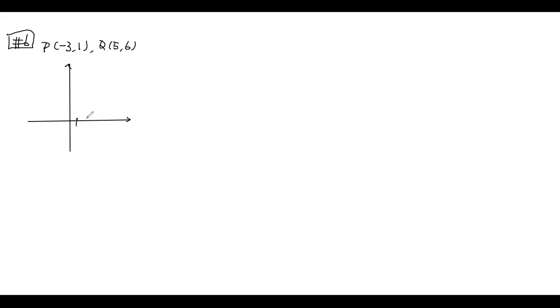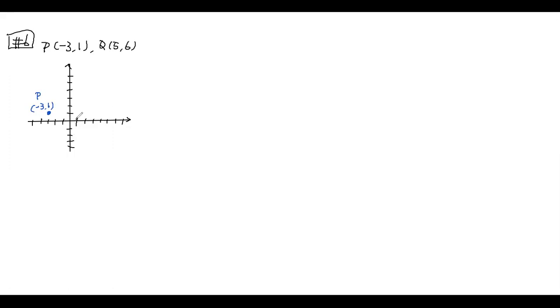So this is the coordinate plane. Let's put this into the coordinate plane. So -3, 1. So it's 1, 2, 3, 1. So it's this point, right? So this is -3, 1. So this is my P.